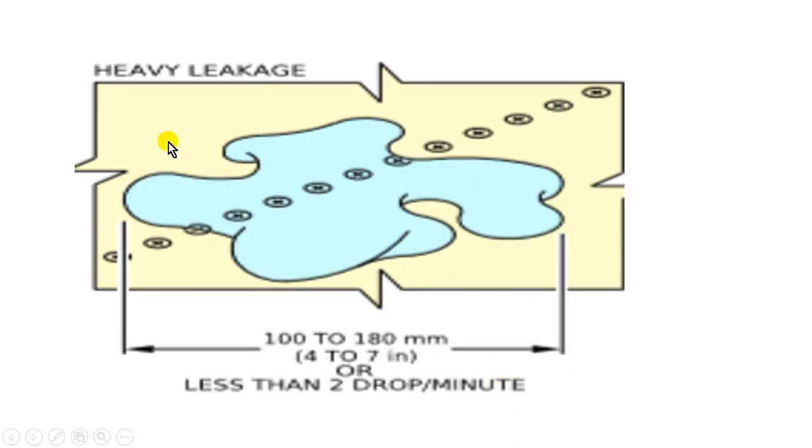The second one, the heavy leakage. This is the longest dimension here, not here, or not here, but this is the longest here. Between 100 and 180 millimeters, or 4 to 7 inches, or less than 2 drops per minute.